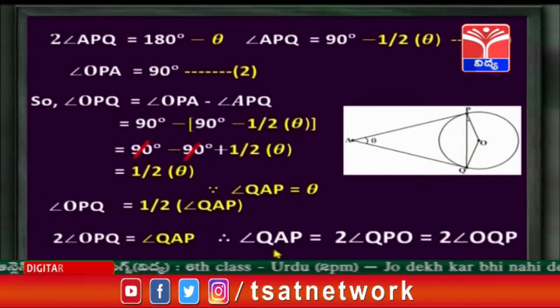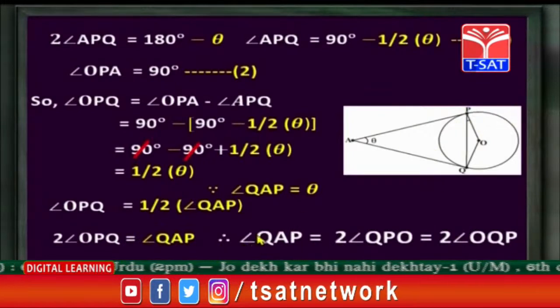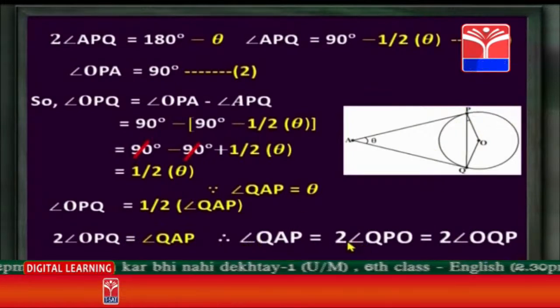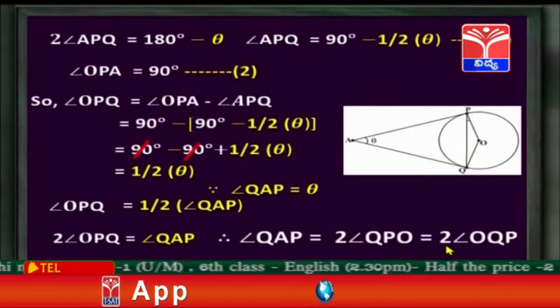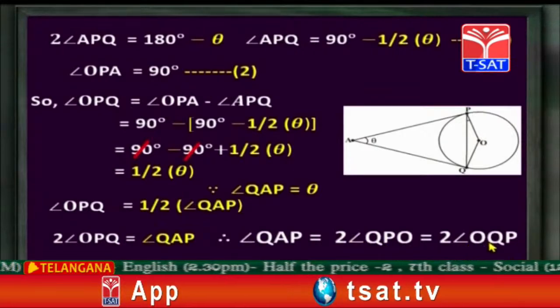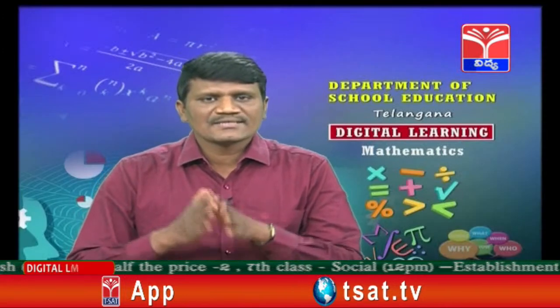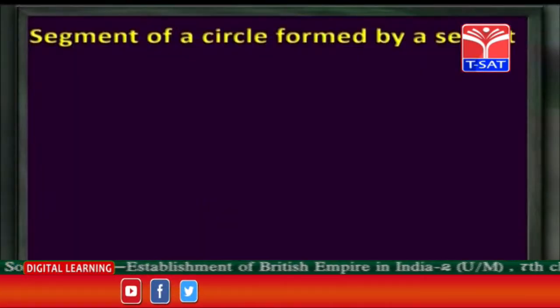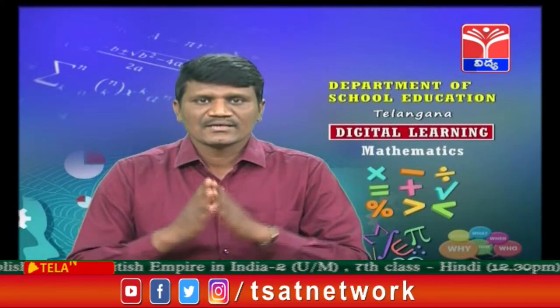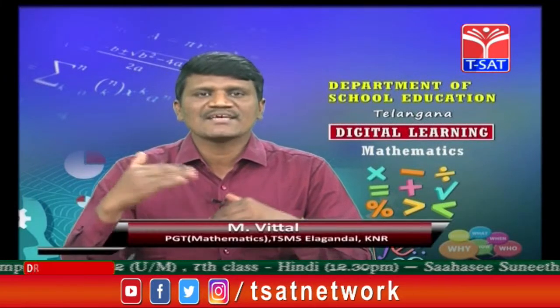Also, I can write both are equal only, so I can write angle QAP is equal to 2 into QPO is equal to 2 into OQP. Next, let us see the segment of a circle formed by a secant. So for a circle and also a secant, by the secant, how many segments will be formed?